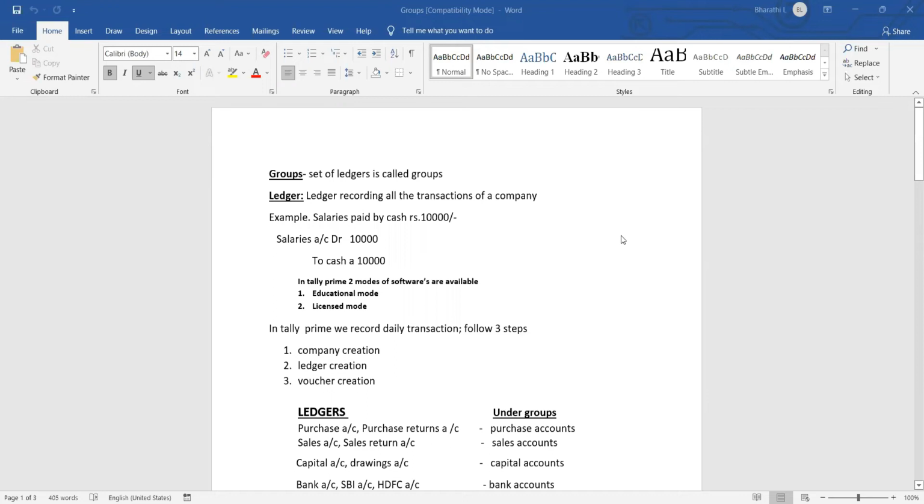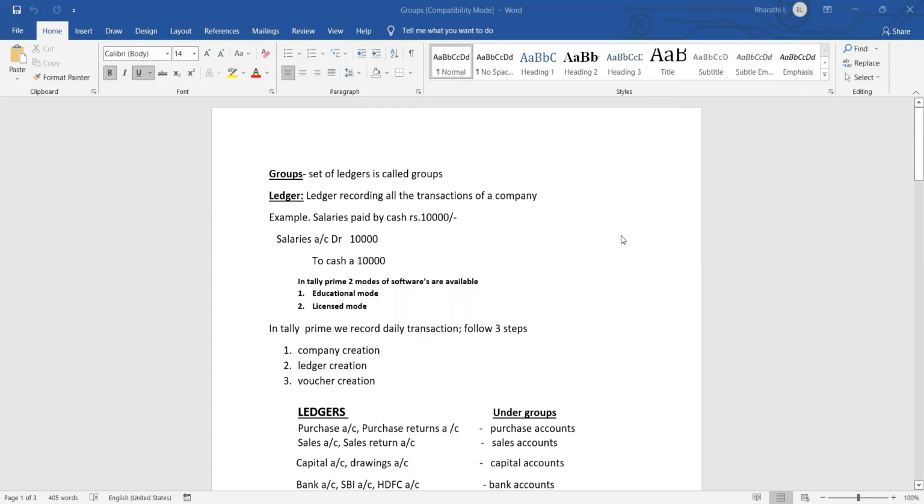First of all, what are groups? A set of ledgers is called a group. First of all, what is a ledger? A ledger records all the transactions of a company. For example, salaries paid by cash. We call them salaries ledger, cash ledger, bank ledger, sales ledger, purchase ledger, and like that.